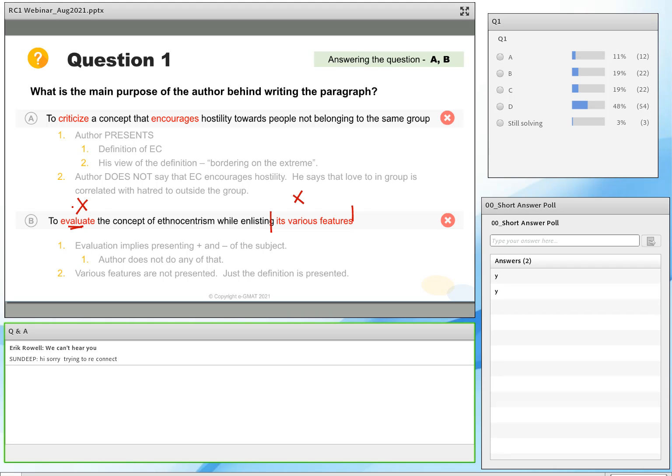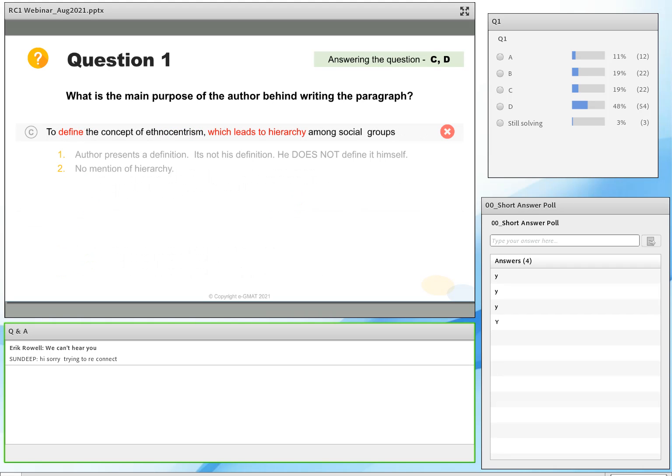Perfect. Now let's look at option C. To define the concept of EC. Option C, again, 20% of you chose this. To define the concept of EC, which leads to hierarchy. Exactly, he didn't define. Some of you have chosen this because you thought one definition of EC means the author is defining. That's the difference. The author has not defined. The author has presented one definition of EC, not necessarily the definition of EC.